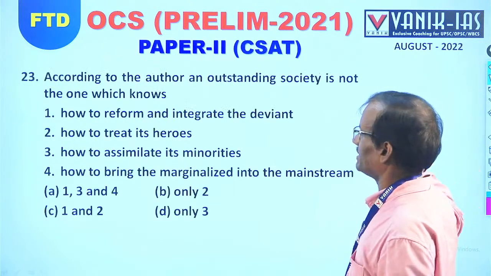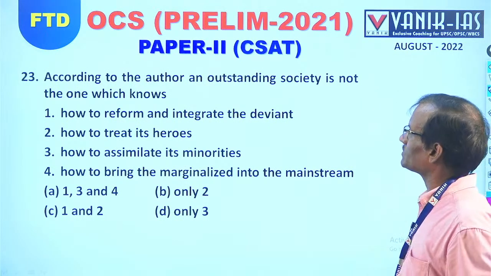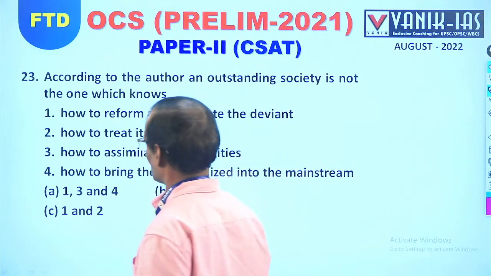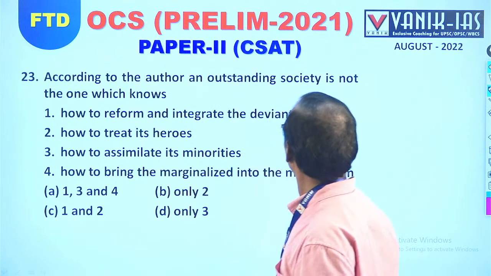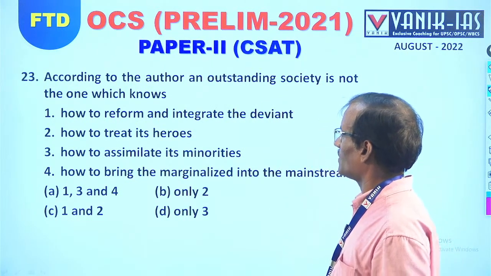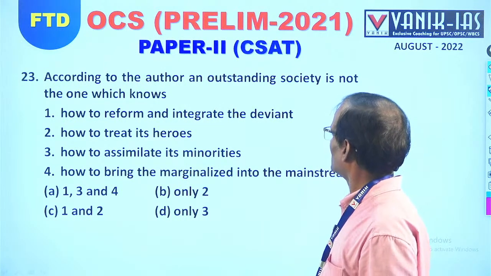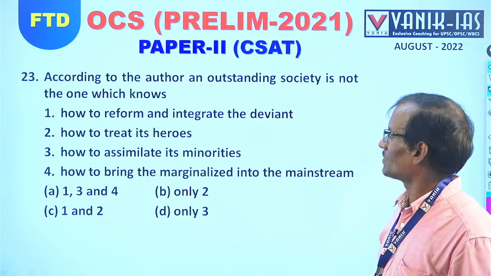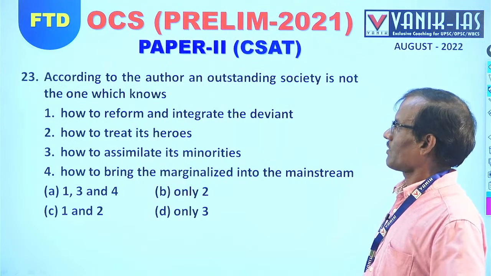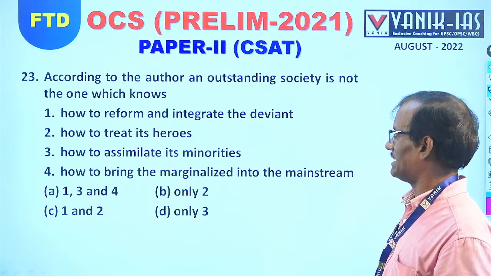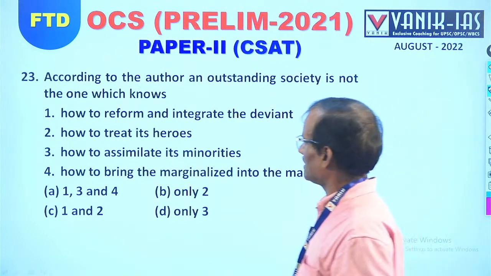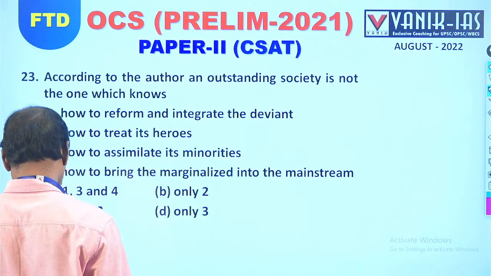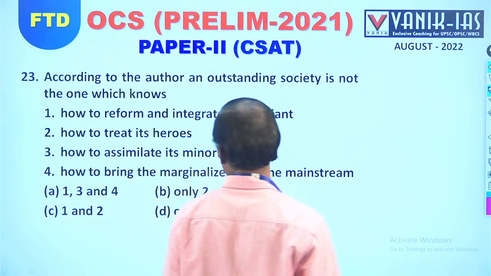Then 23. According to the author, an outstanding society is not the one which knows how to reform and integrate the deviant, yes. How to treat its heroes, yes, that should be. How to assimilate its minorities. How to bring the marginalized into the mainstream. So question number 23, I think answer will be 2.